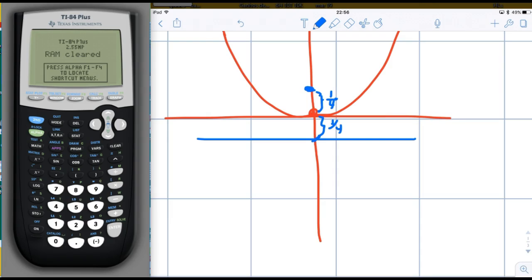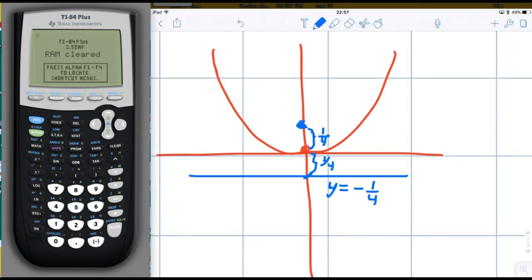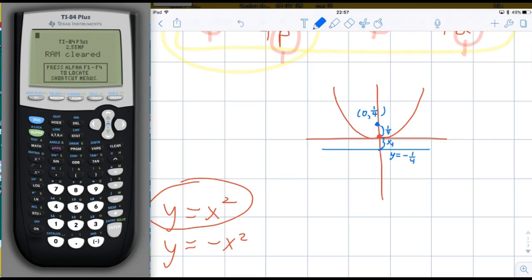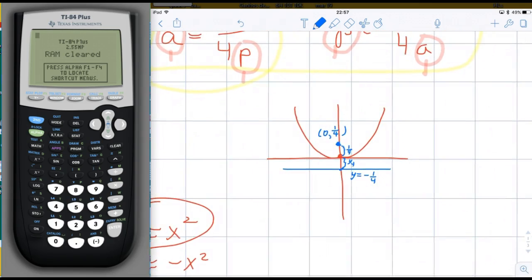So the equation of the directrix is y equals negative 1/4, right? Because it's 1/4 below the x-axis. And the location of the focus would be 0, 1/4, right? So basically, by knowing that the parent function has a p-value of 1/4, we already can figure it out. But let's say you don't remember that. You could use the formula, okay?